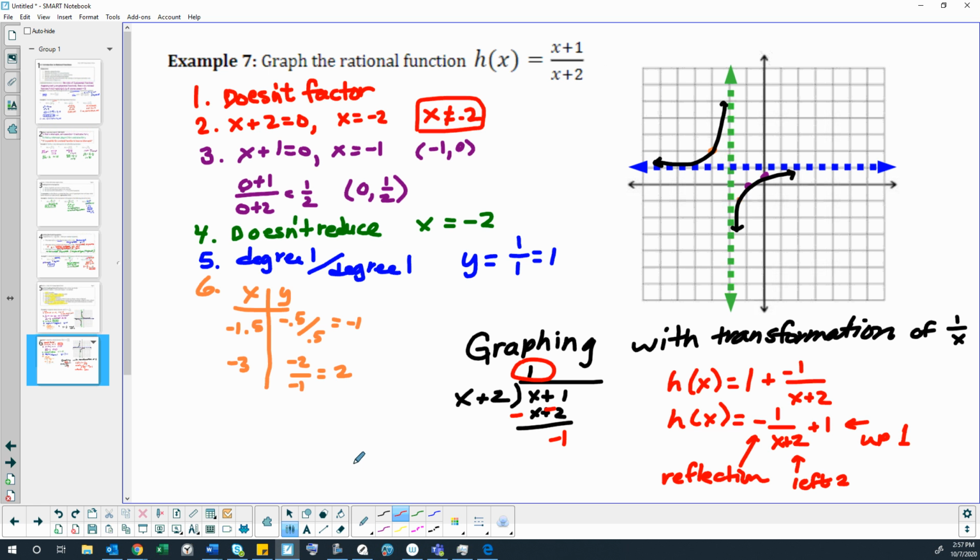I just really wanted you to see that connection between what we learned in Chapter 1 about graphing this as a transformation of a reciprocal function and what we just learned in Chapter 3 with all of these characteristics and using them to graph our rational function.